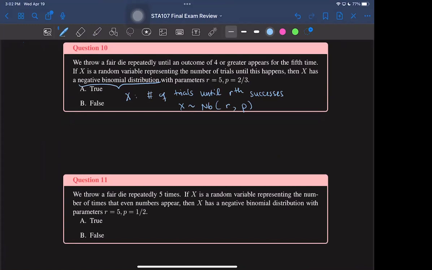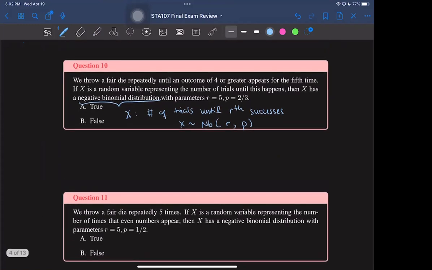Okay, so I have 3 false and 2 true. I think the student answer makes sense. The distribution is correct because we throw a fair dice until an outcome of 4 or greater appears, which means we define that when we have any outcome like 4, 5, or 6, then we consider it a success.